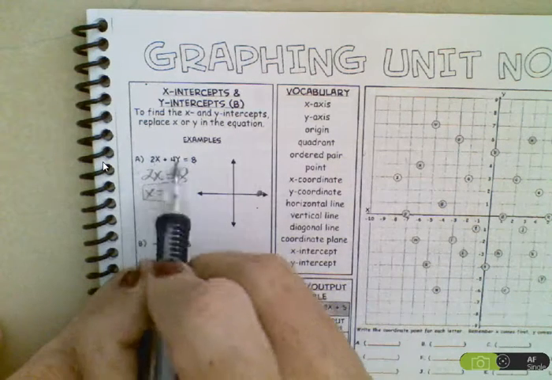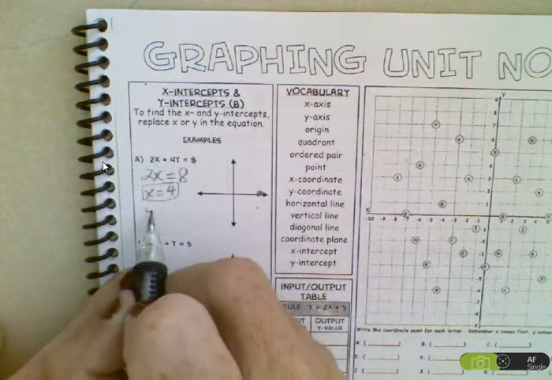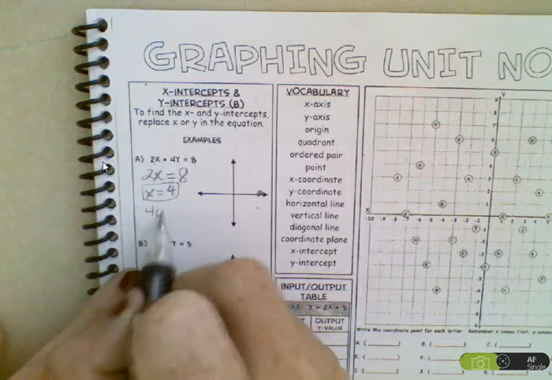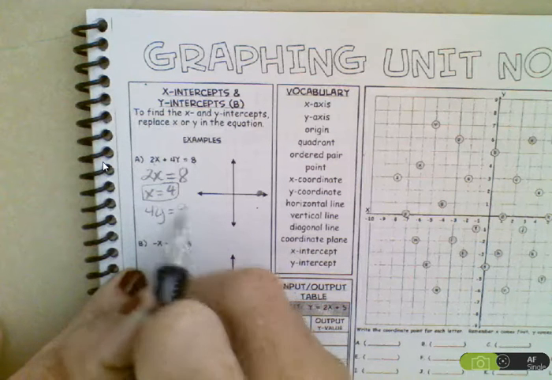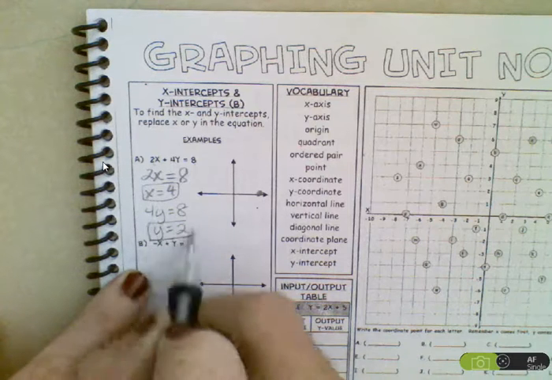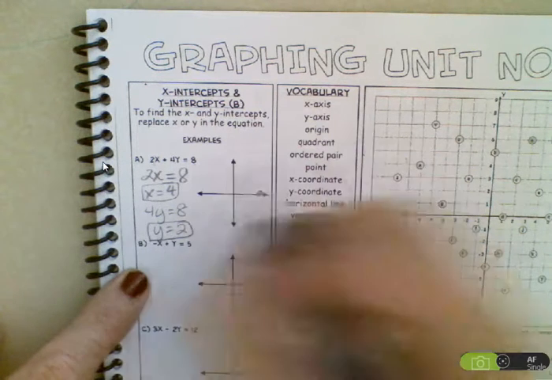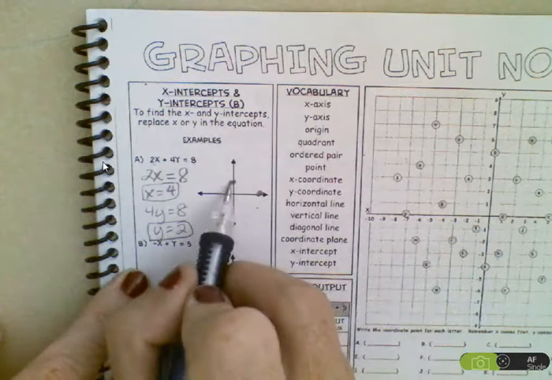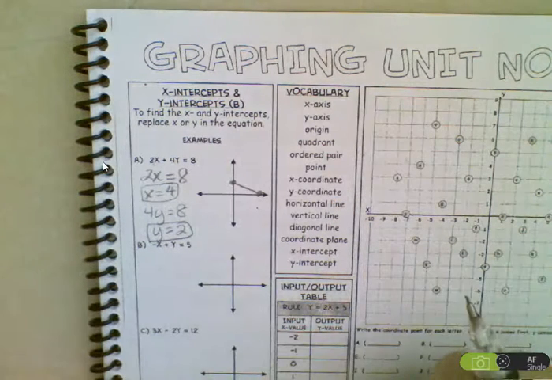Instead of 2x, now we'll do the other term. 4y equals what? 8. So 4 times what gives you 8? 2. Where is 2 on the y-axis? Up or down? Up 2. And there's your line. Good. Excellent.